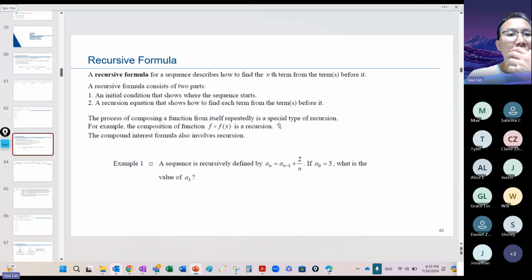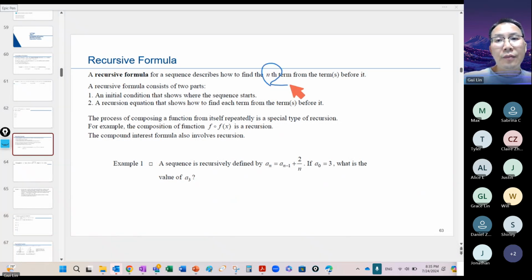Next topic is called recursive formula. What recursive formula means is something that happens with the same pattern. So a recursive formula for a sequence describes how the nth term comes from the terms before it.